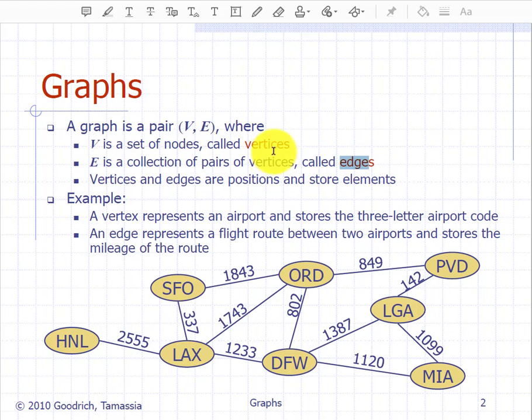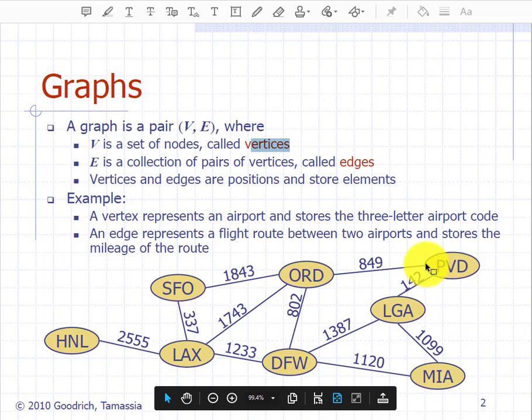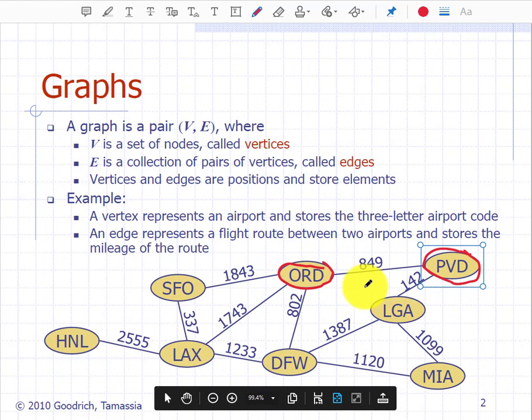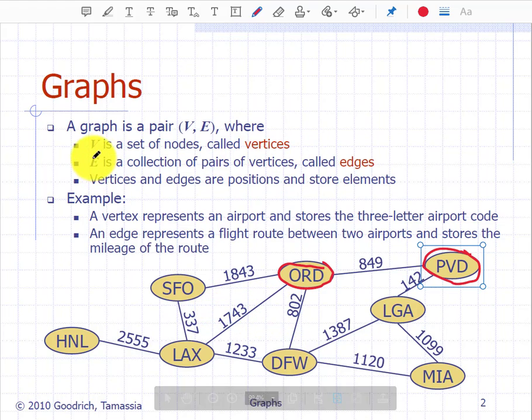The vertices in a graph, this is a picture of a graph, would be these circles. So let's just put a little circle around. This is an example of a vertex. This is an example of a vertex. In this example, the vertices contain airport codes. And the edges, that's your set E, are these lines between the vertices.